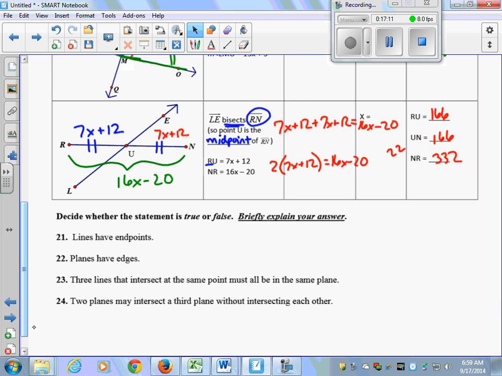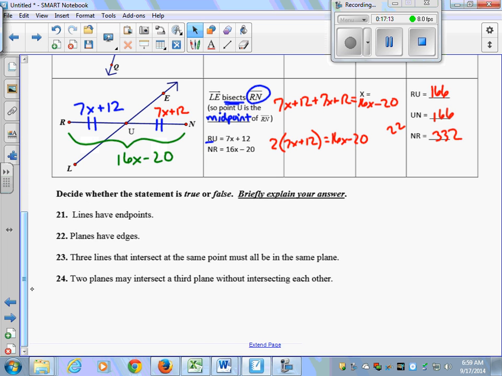Okay, decide whether the statement is true or false, and briefly explain your answer. Lines have endpoints. Nope, that's going to be false, because lines go on forever. I'm going to abbreviate here. Planes have edges. False again. Planes also go on forever in all directions.